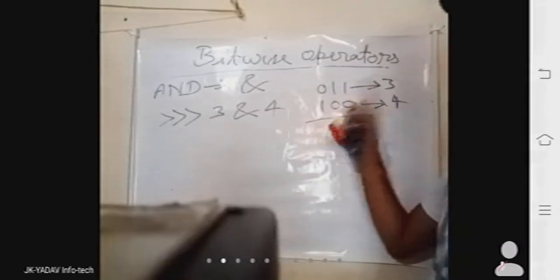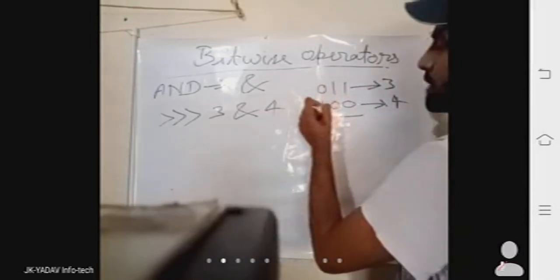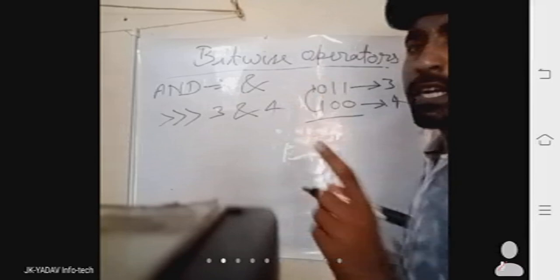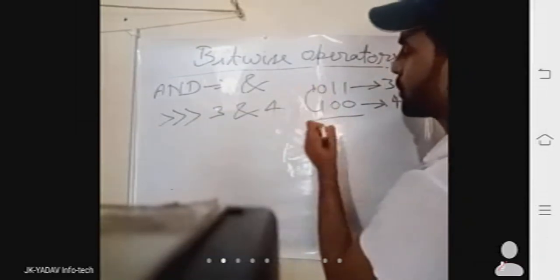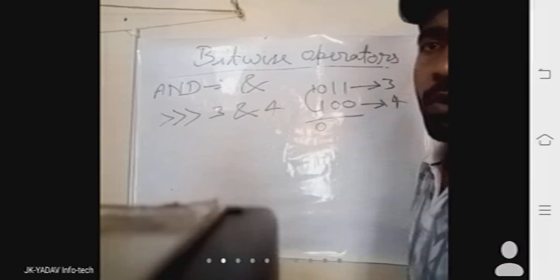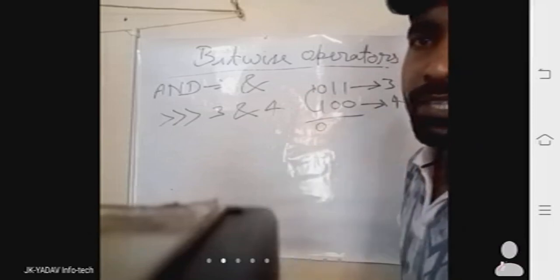Now if you compare, what do you get? According to the table of the AND operator, if you compare 1 and 0, then you get the result as 0. What do you get?